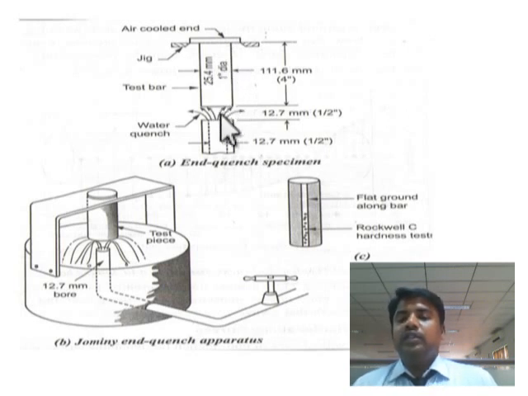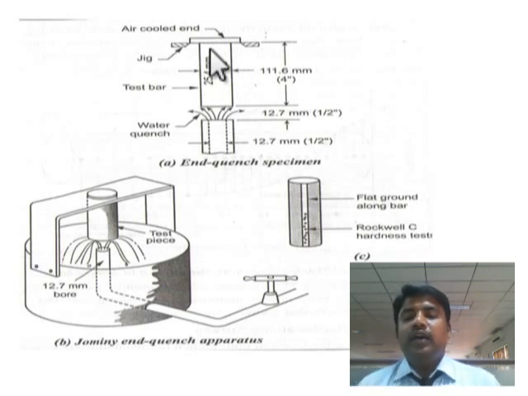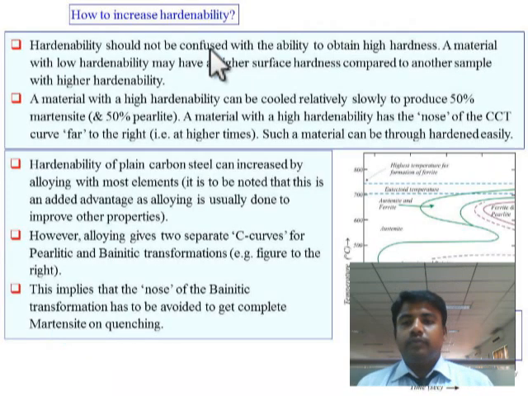The surface that touches the water, the same surface that was in the flame, will be hard, harder when compared to the top end. Using a hardness test, we can see the hardness difference between the quenched end and the non-quenched end. So this is the hardenability.